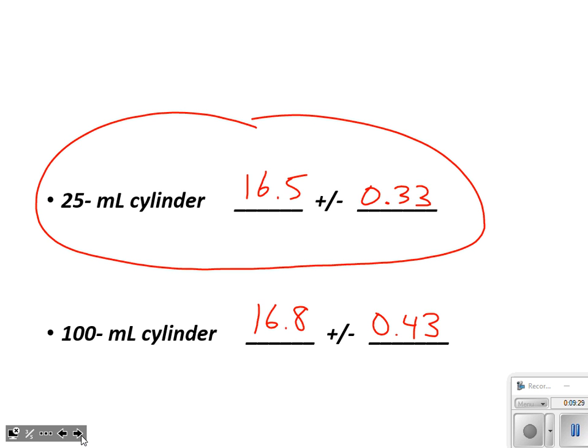Why? Why was it more precise? Jaden? The number on the right side was lower, and what do we call that number? The deviation. The deviation was lower for the 25 than the 100 milliliter, so that one was more precise.